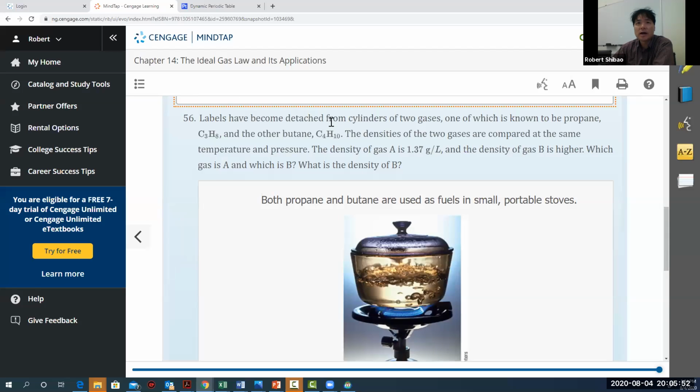Labels have become detached from cylinders of 2 gases, one of which is known to be propane, C3H8, and the other butane, C4H10. The name tells us the structure. Prop means 3 carbons. Ane means there are no double bonds. And so it's a chain of 3 carbons. So propane is this 3 carbon hydrocarbon with no double bonds.